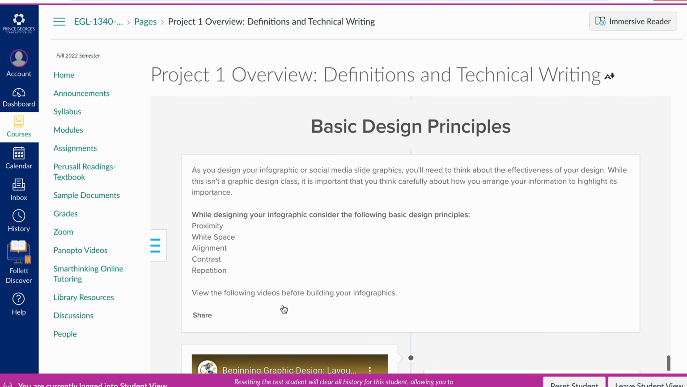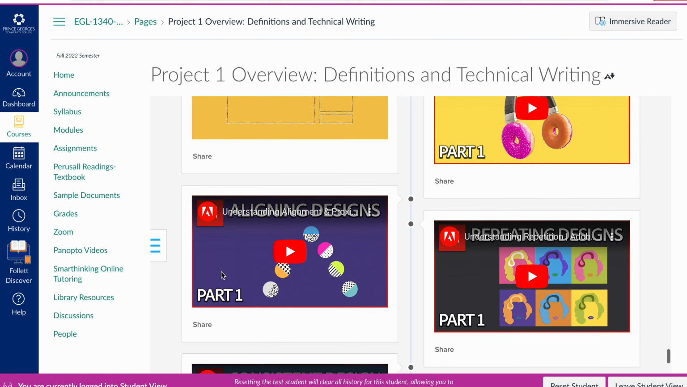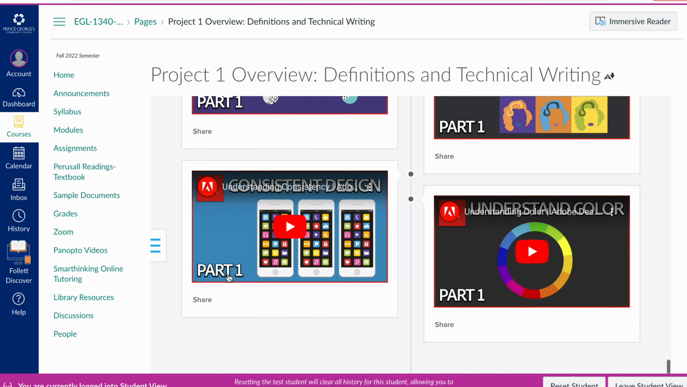It talks about basic design principles. This isn't a design class, but you should know about proximity, white space, alignment, contrast, and repetition. Those are super, super basic design principles. There's some short videos here just to help you understand that.